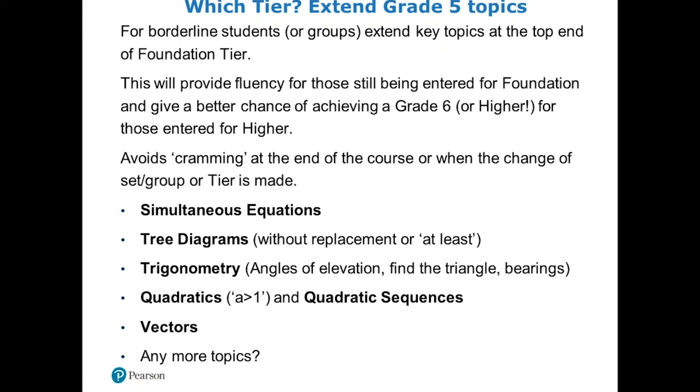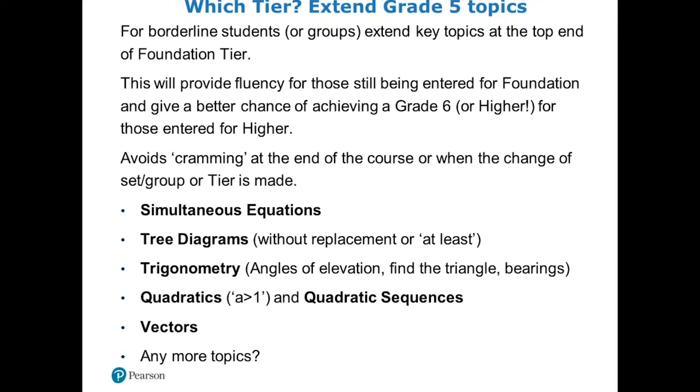But I understand that some of you may have that type of highest foundation class, if I can call it that, and their target grade is beyond a 5. So it makes it very difficult if you think their true ability is not really that. Anyway, these topics here, and there's probably a lot more: simultaneous equations, tree diagrams.